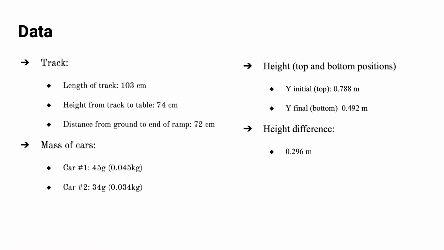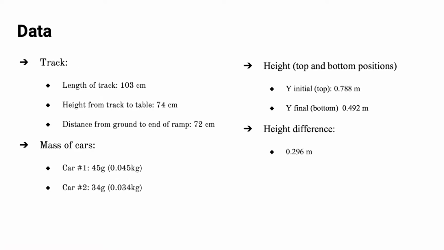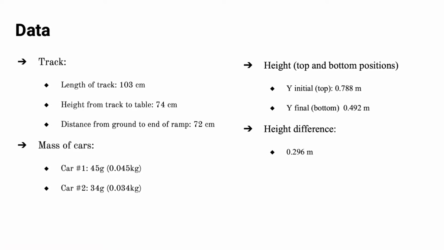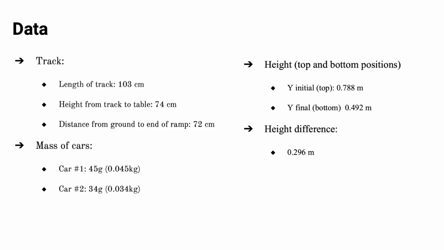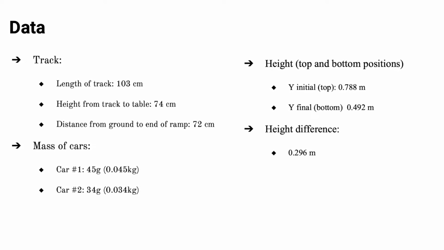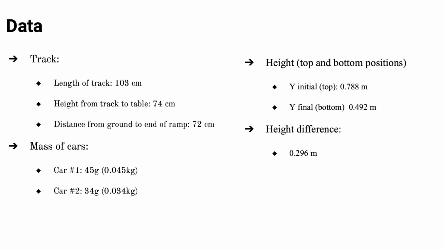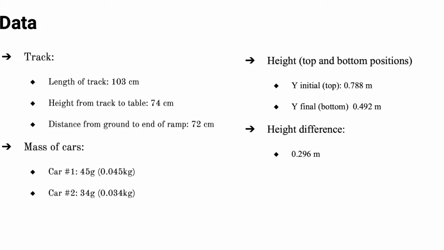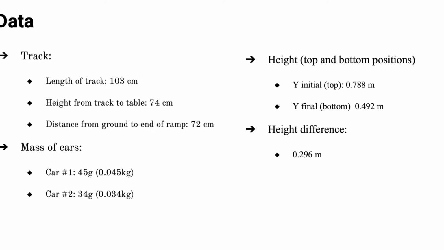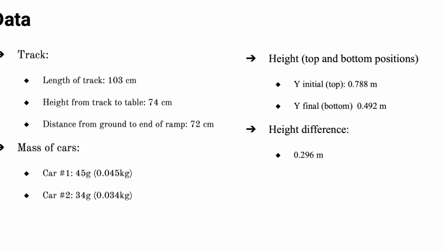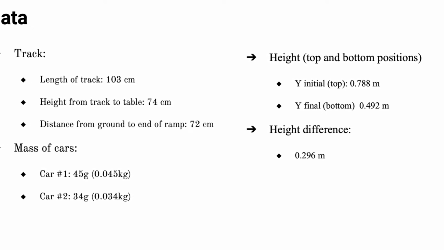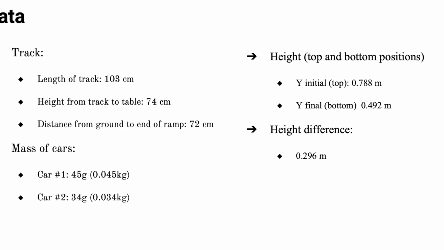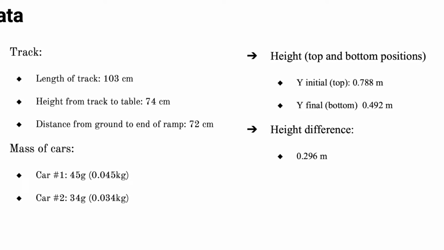For our data, the length of the track was 103 centimeters, the height from track to table was 74 centimeters, and the distance from ground to end of ramp was 72 centimeters. The mass of car number 1 was 45 grams, and the mass of car number 2 was 34 grams. The heights at the top and bottom positions respectively were 0.788 meters and 0.492 meters, and the difference in height was 0.296 meters.